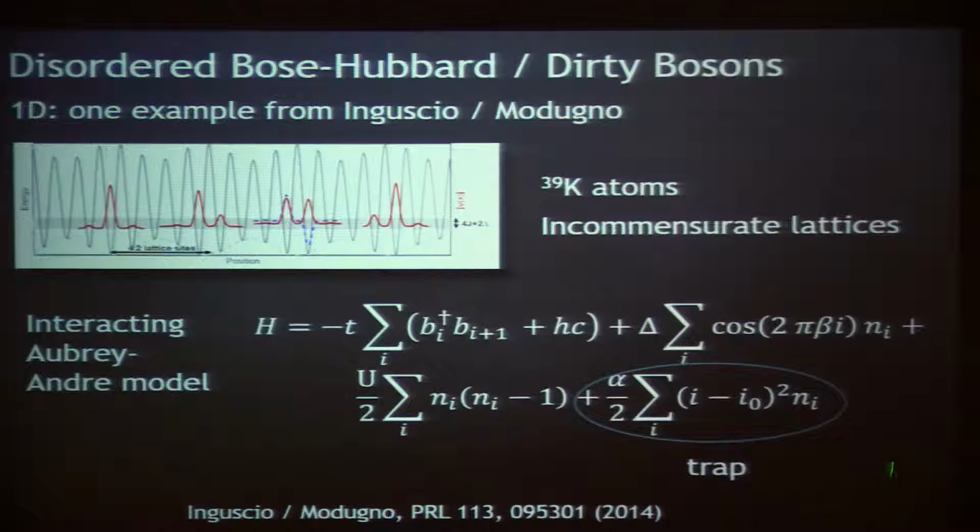Oh, so this is the trap. This is just a way of writing half m omega squared x squared. But the numbers, this paper, I don't know. You have to look up the paper. I don't know what their numbers are.